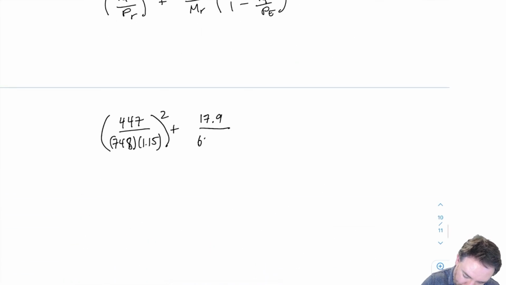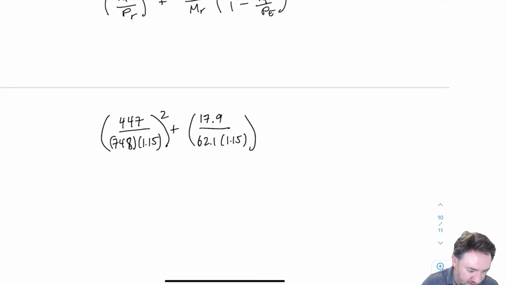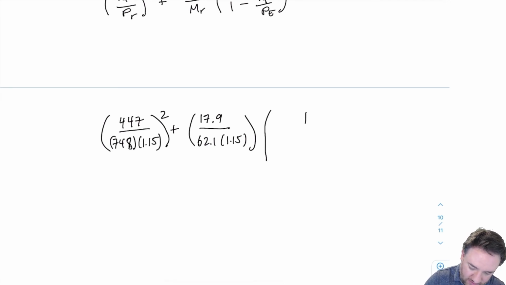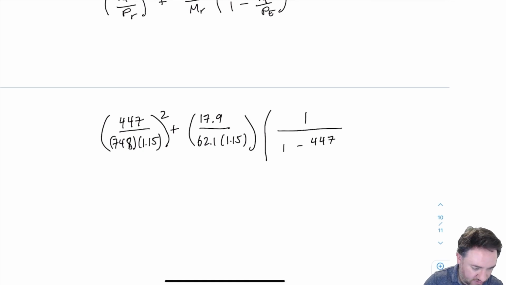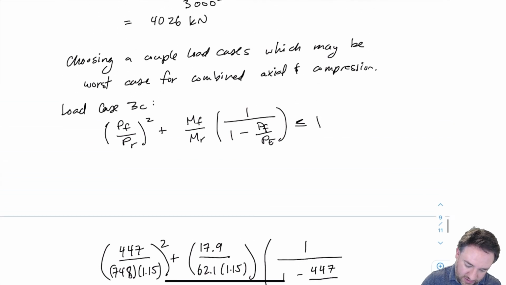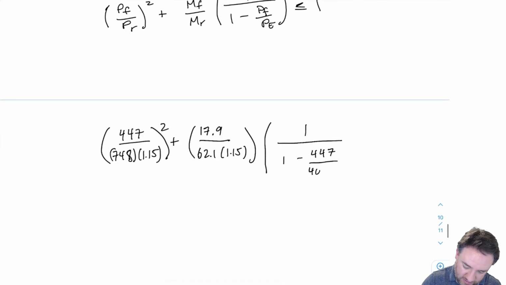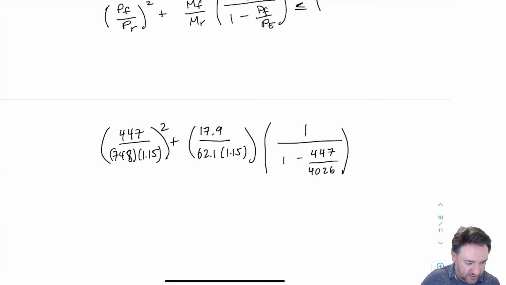I'm going to also multiply that by 1.15 in order to get the actual load at the right KD. And I'm going to multiply all that by 1 divided by 1 minus 447 divided by PE, which was 4026. And I'm going to calculate that out by hand and show you what each term is.